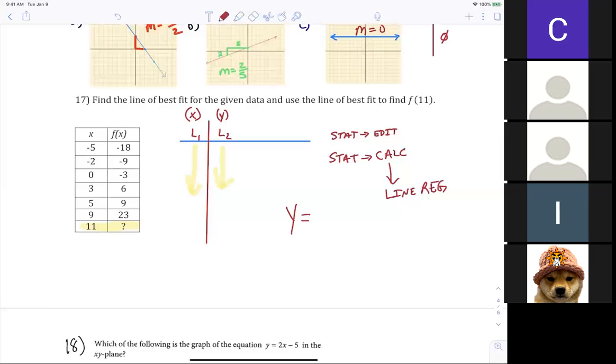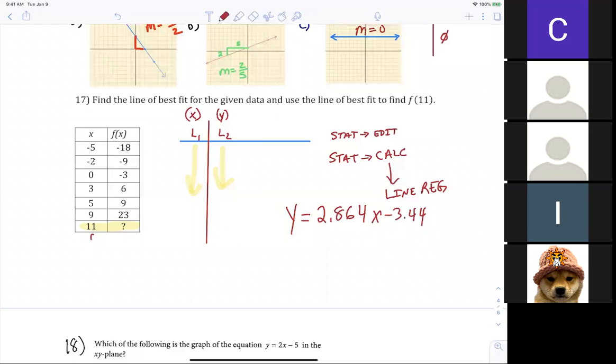Y equals, somebody tell me the answer. Y equals what? I got 2.864x minus 3.44. Good, good. Yeah, I'm happy with that. Perfect. Exactly correct. If you don't know how to do that on your calculator, you're making big mistakes. All right, that's super helpful.